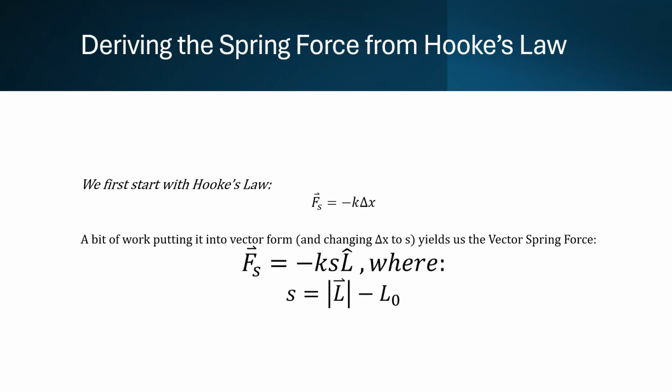Next, we're going to go over Hooke's law and the vector spring force. We start with Hooke's law, which states that the force of a spring is equal to negative k delta x. A bit of work put into vector form and changing delta x to s yields us the vector spring force, which states that the force of spring is equal to negative k s L hat, where s is equal to the magnitude of L minus L naught.